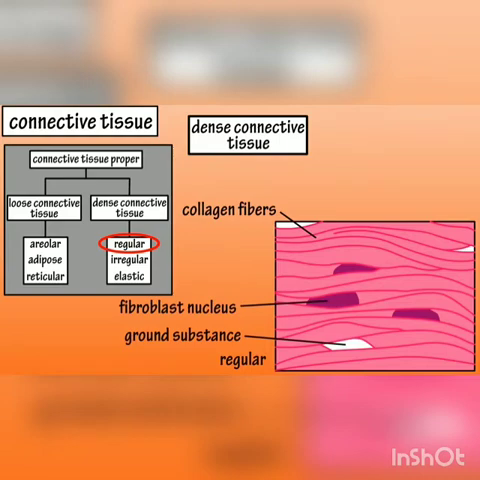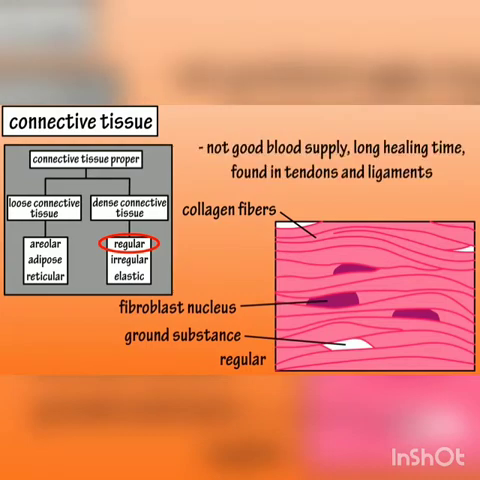Where is this dense regular connective tissue present? It is present in tendons and ligaments. So what is a tendon? A tendon attaches the skeletal muscles to the bones, whereas ligaments attach one bone to another.